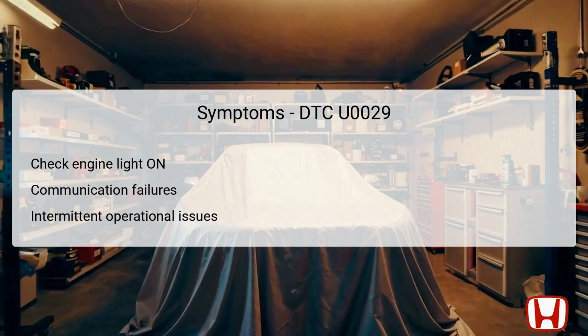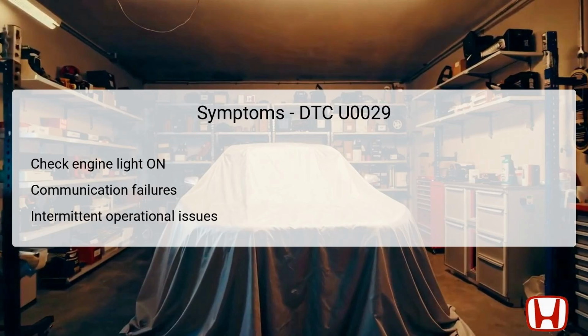The symptoms associated with DTC U0029 can sometimes be immediate, such as the illumination of the check engine light, indicating an underlying issue requiring attention. Communication failures within the vehicle can manifest in various systems, leading to operational inconsistencies. Drivers may experience intermittent problems, such as transmission shifting issues or incorrect readings on the dashboard.